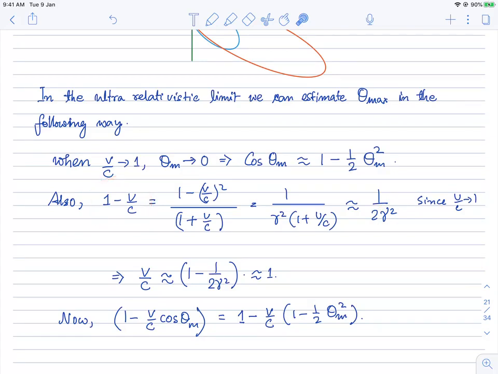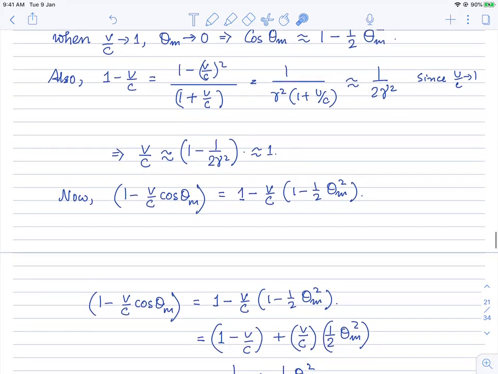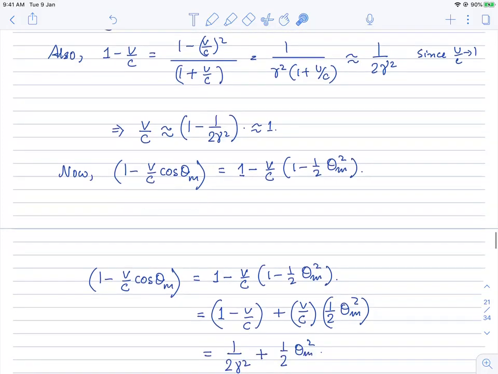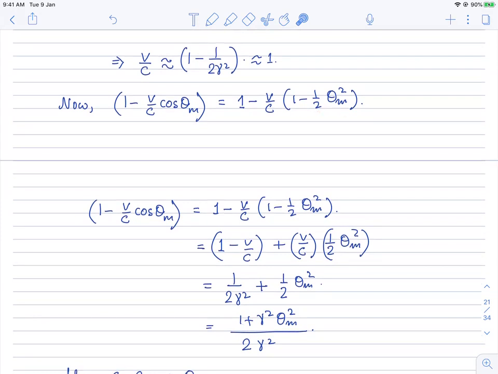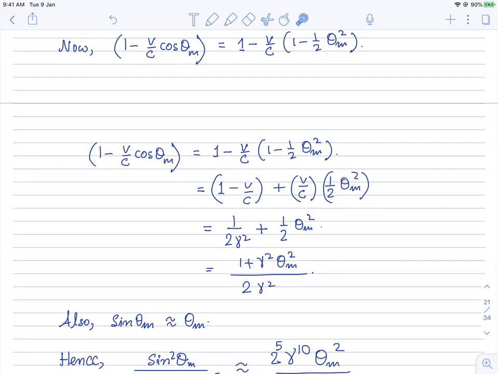Okay, so with that in mind, we can take this 1 minus v cos theta factor in the denominator and write it as 1 minus v/c times (1 minus half theta squared). If I write that, then I can multiply this term, and this becomes 1 minus v/c here, and I'm left over with v/c times half theta squared. I'm just trying to do an approximation to find the maximum angle.